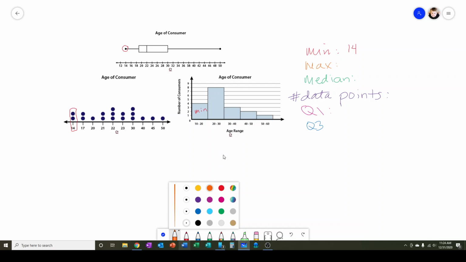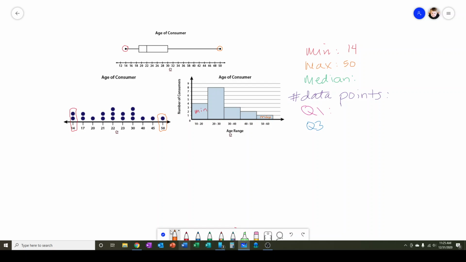The second data point you can try and match up is the maximum. So here you'll notice that 50 is the maximum on the box plot. It is also the maximum on the dot plot. And then if you look here at the age of consumer, 50 to 60 is the maximum interval. And so the maximum value can fit in there. That doesn't disqualify this data display from matching the other two. So we're going to put 50, so these match.